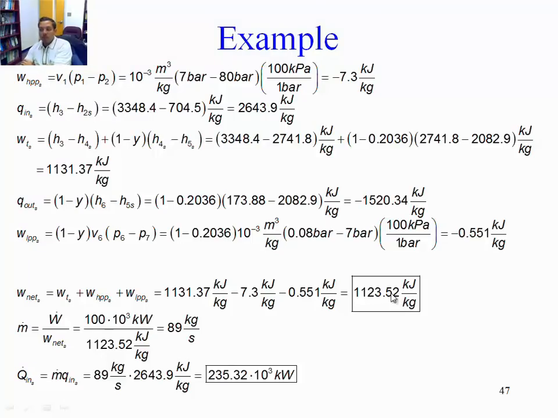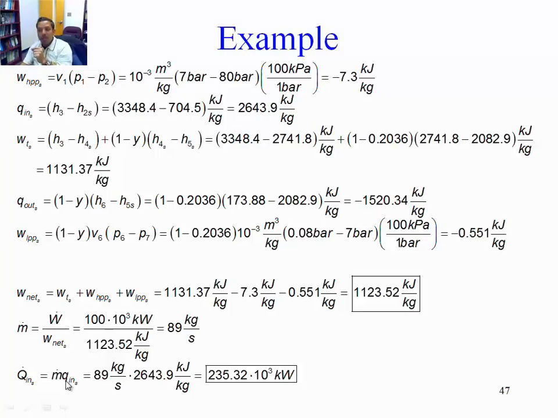1,123.52. And what we're going to calculate now is, what if we want to produce 100 megawatts of power from this power plant? Well, take that 100 megawatts of power divided by the specific work of 1,123.52, and you get 89 kilograms per second of water. So the main mass flow rate, that is the mass flow rate going through the boiler, that is then going to be split into one that goes into the open feed water heater and one that goes into the condenser, is 89 kilograms per second.